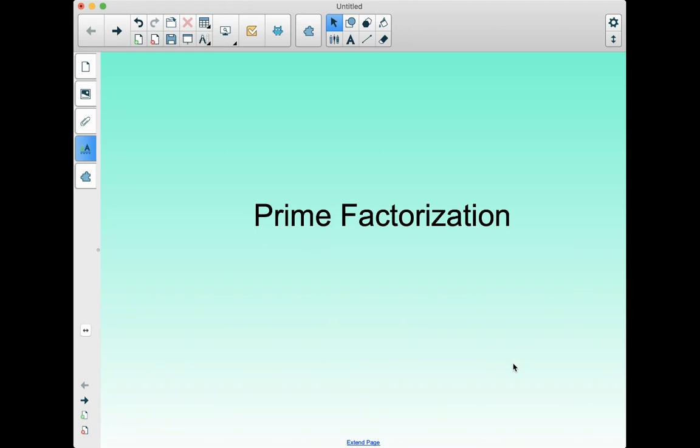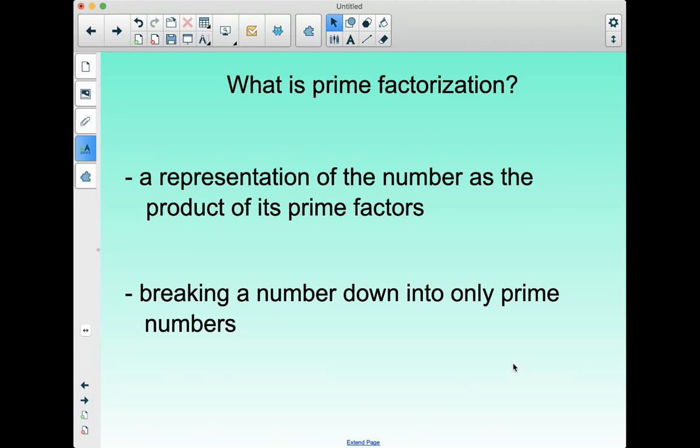Hey everyone, for today's video, we're going to learn about prime factorization. So what is prime factorization? It's a representation of the number as the product of its prime numbers. In easier terms, it's breaking a number down into only prime numbers.